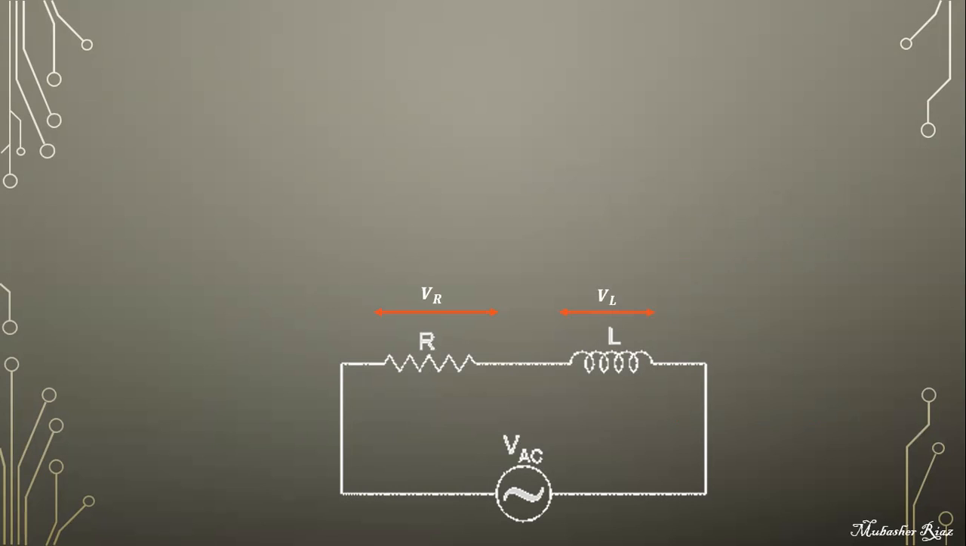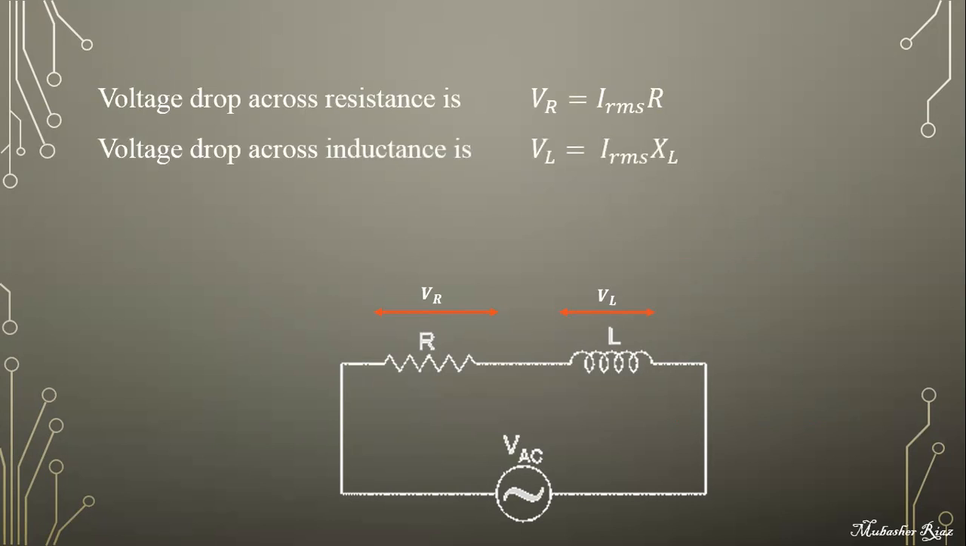ये सीरीज में ये टोटल पोटेंशियल डिवाइड हो गया. Voltage drop across resistance is VR and is equal to IRMS into R, whereas voltage drop across inductance is VL and it is equal to IRMS XL, where XL can be replaced with omega L. Or inductive reactance or frequency of AC source, they are directly proportional to each other. लेकिन कैपेसिटेंस के लिहाज से, कैपेसिटिव रिएक्टेंस के लिहाज से इनवर्स रिलेशन था, यहाँ डायरेक्ट रिलेशन होगा.